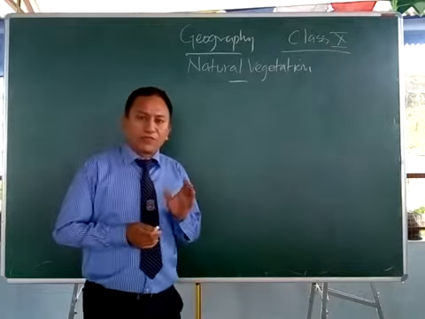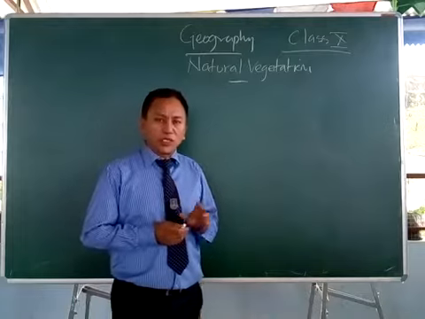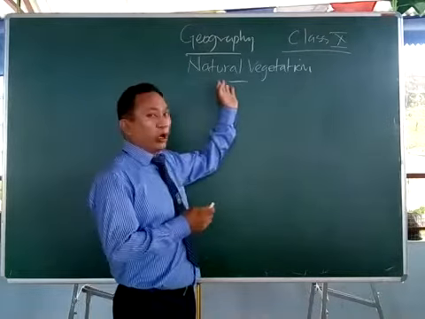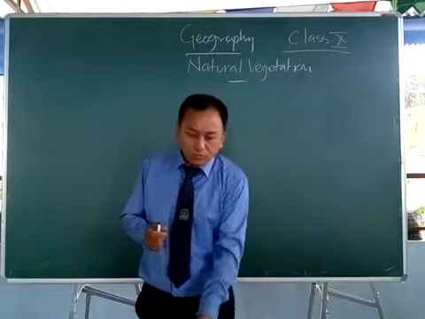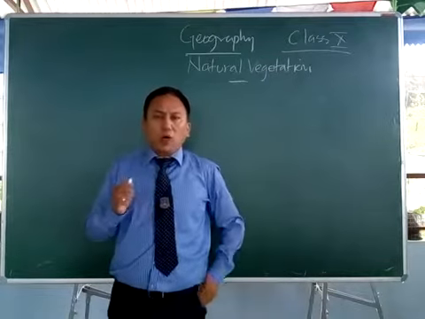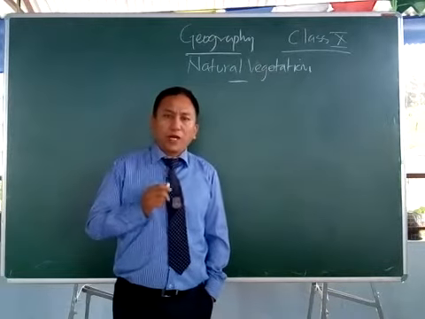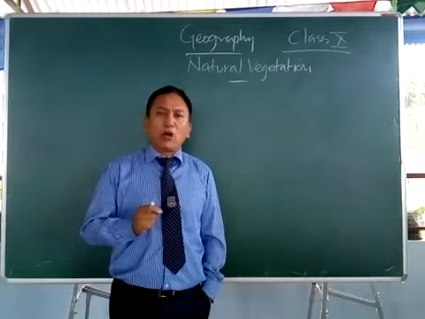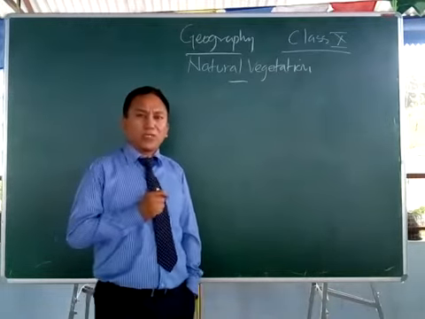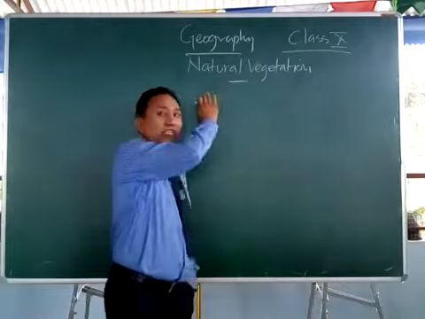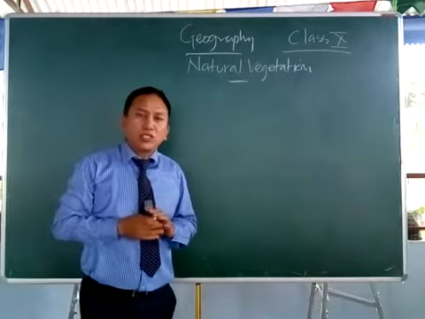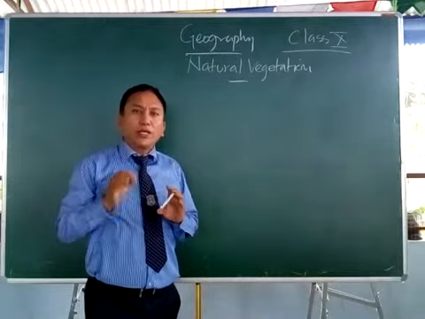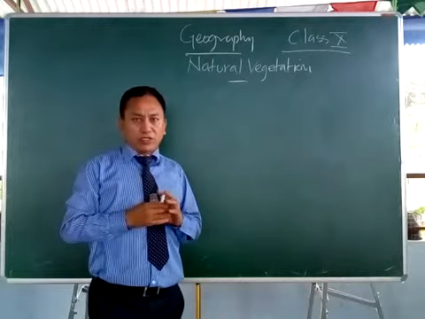And I've finished the chapter on soil resources, and today, dear students, I'm going to do the chapter on natural vegetation. So what is natural vegetation? Natural vegetation means basically the growth of plants without human aid. Once again, I repeat, natural vegetation means the growth of plants without human aid. That means they grow by themselves.